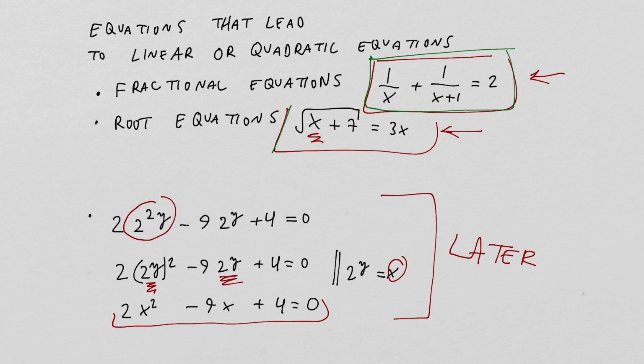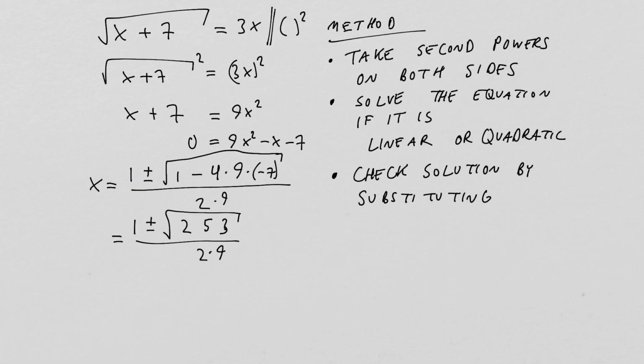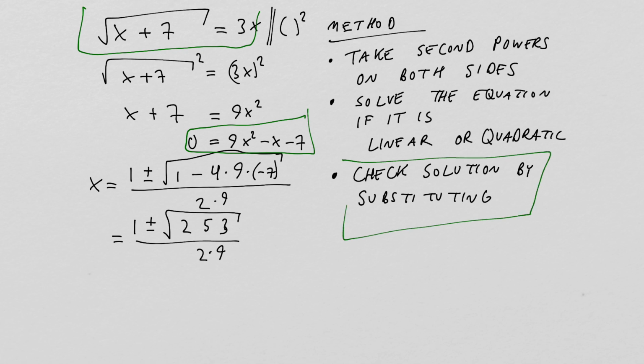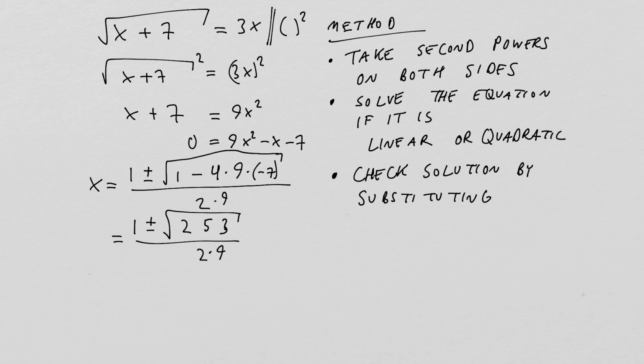Let's now see these root equations. If you want to solve a root equation like this, the idea is that you will take second powers on both sides and solve the equation if it happens to be linear or quadratic. And in the end you should check your solutions by substituting. So let's see how this goes. We have the original equation and we take second powers on both sides. In the left hand side the square root and the second power cancel out and we get just x plus 7. In the right hand side we have 9x squared.